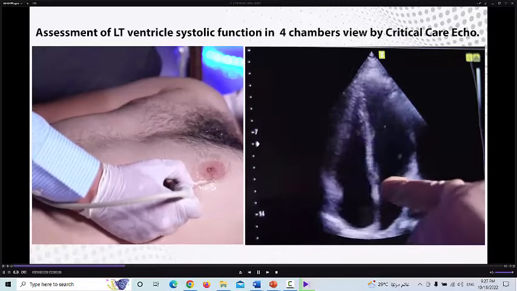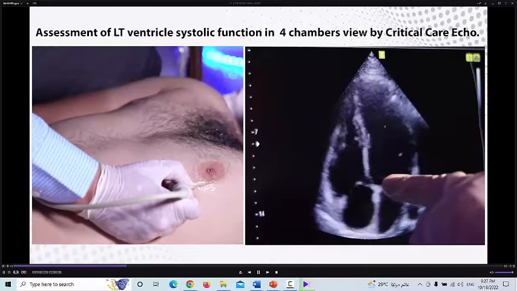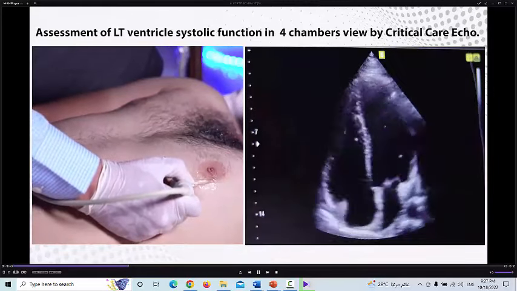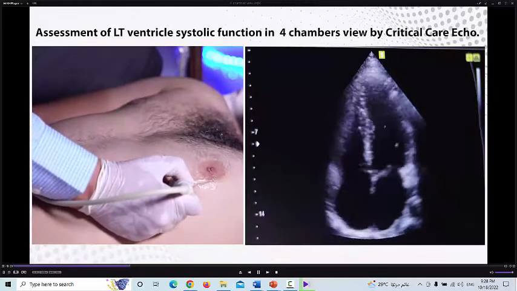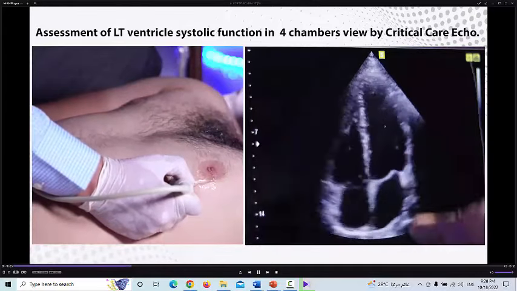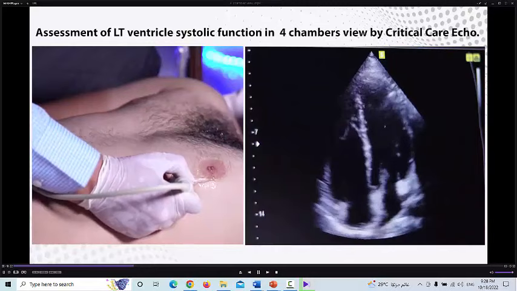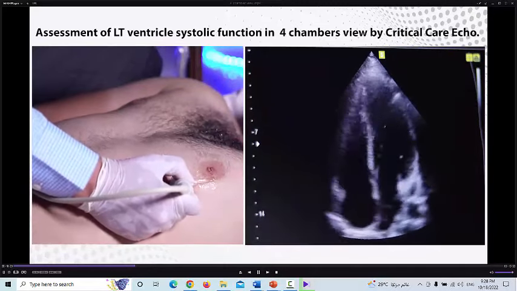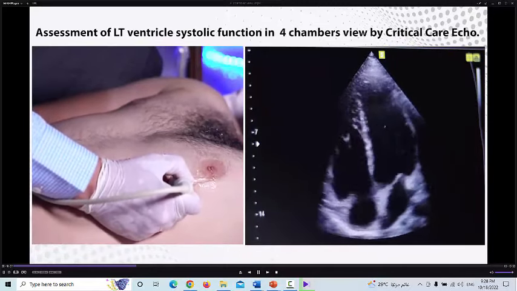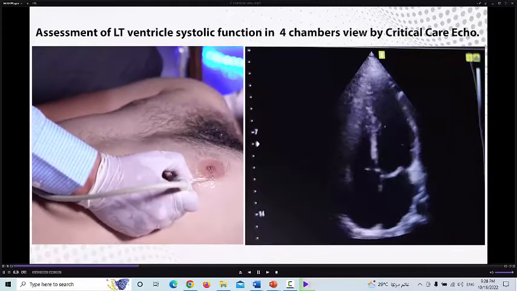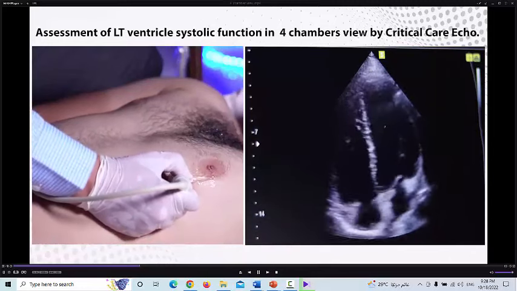Number 3, the mitral valve leaflet, the anterior mitral valve leaflet, is moving towards the septum in diastole, and it's almost touching the septum. And the 4th point in this view is the upward movement of the annulus of the mitral valve, lateral and medial annulus. So it is moving up with systole, and this is good. It should be almost 1 centimeter moving up, okay?